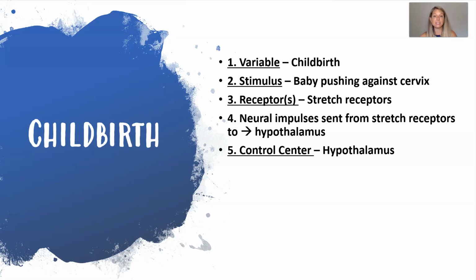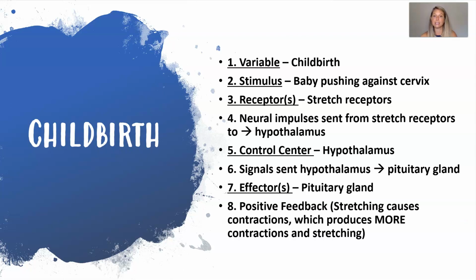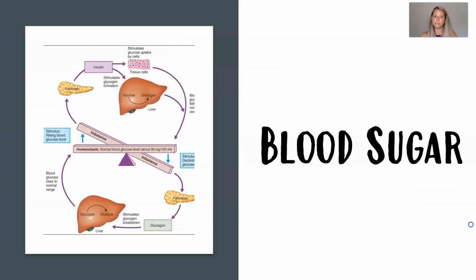So the hypothalamus decides what to do with that information, so it sends signals from the hypothalamus to the pituitary gland. So in this case, our pituitary gland is our effector. It's actually doing something, releasing the hormone that's going to cause a response to the initial stimulus. The response is to respond in the same way of the initial stimulus, right? You have contractions, which produces more contractions, more stretching. That is an example of a positive feedback loop.